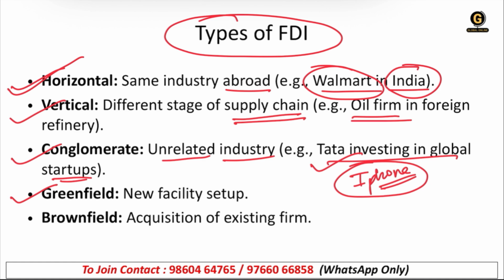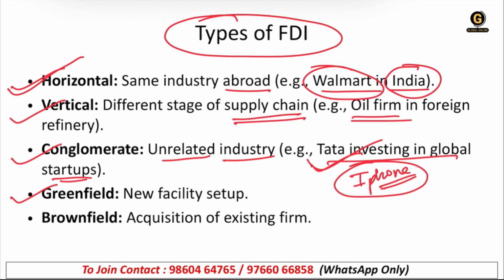I have taken the name of conglomerate. So a conglomerate is a company that invests in a completely different industry, right? We have taken the Tata Group, car, steel, whatever it is, investing in foreign tech startups, right? Investing in a totally unrelated business. That is the difference between greenfield and conglomerate.